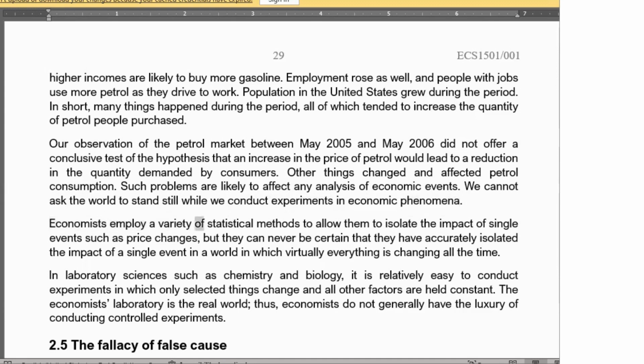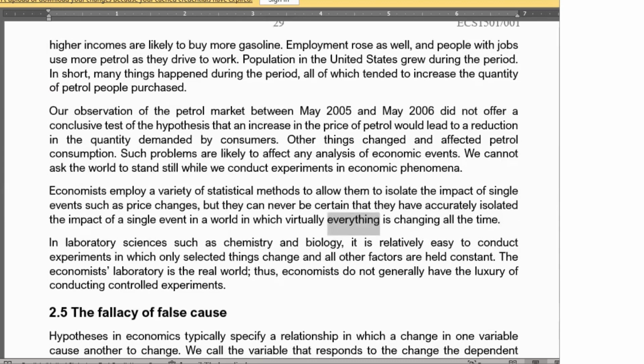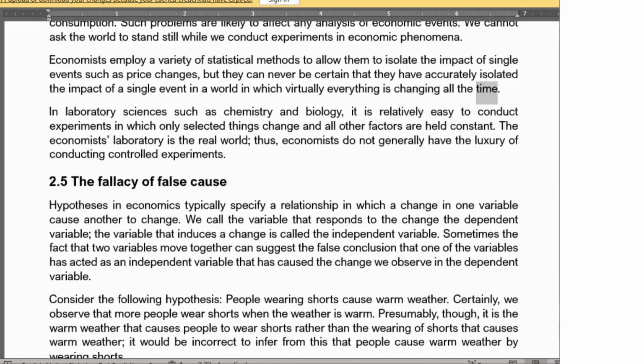Economists employ a variety of statistical methods to allow them to isolate the impact of single events such as price changes, but they can never be certain that they have accurately isolated the impact of a single event in a world in which virtually everything is changing all the time. In laboratory sciences such as chemistry and biology, it is relatively easy to conduct experiments in which only selected things change and all other factors are held constant. The economist's laboratory is the real world, thus, economists do not generally have the luxury of conducting controlled experiments.